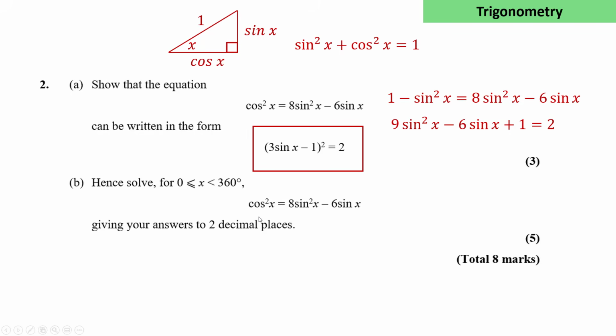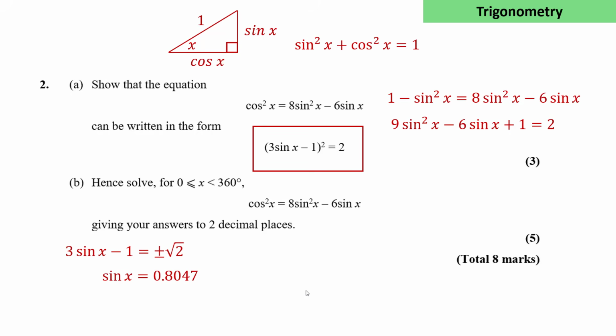Part B asks us to solve the equation cos squared x equals 8 sine squared x minus 6 sine x, x between 0 and 360. We simply change this equation for the equivalent form that we created in Part A, namely 3 sine x minus 1 all squared equals 2. Using that equation, we take square roots of both sides and we get 3 sine x minus 1 equals plus or minus the square root of 2.